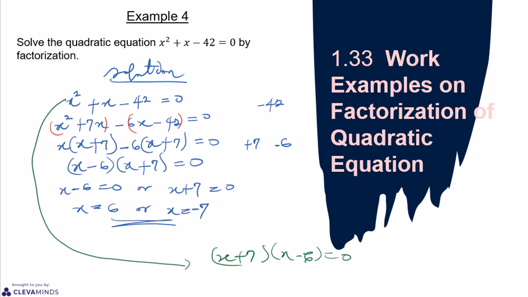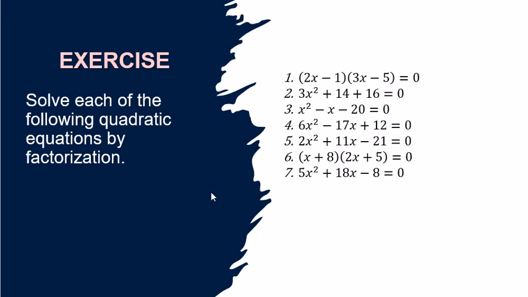So we have come to the end of this section. Here are some problems to try on your own. You have to solve each of the following quadratic equations by the factorization method. You can see this is pretty easy. It's almost like the third to the last step. Then you have 3x squared plus 14x plus 16 equals 0.